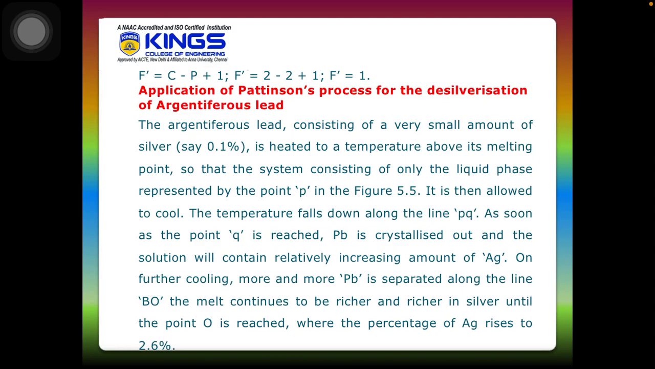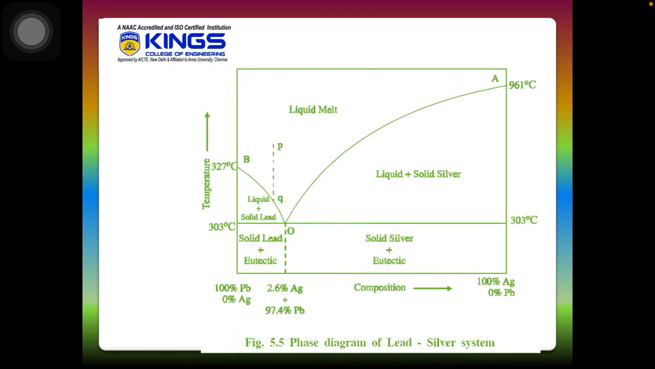Application of the Pattinson process for desilverization. Before we see this, once again we will see the phase diagram of the binary alloy system. Here we are getting two curves, namely AO and BO. We draw this graphical representation as composition versus temperature. Therefore we are getting two curves, AO and BO, and similarly the eutectic point and areas. So this is the phase diagram of the binary alloy system.